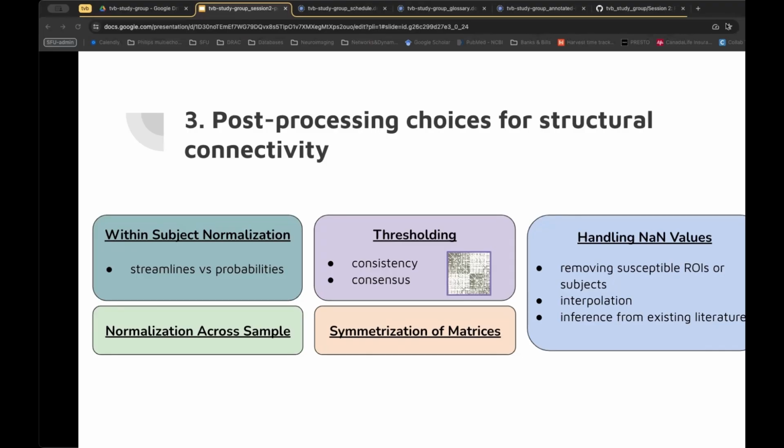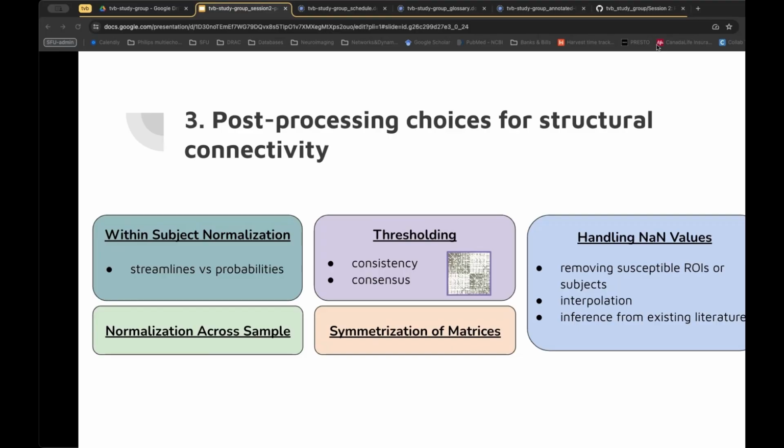So what you can do with streamline numbers is normalization across samples. You can look across the entire SC matrix of all your participants and find the connection with the highest streamline count. Then you divide all your structural connectivity matrices by that highest count, effectively scaling down all your SC matrices to a more manageable number for TVB while keeping between subject differences. So that's the difference between probabilities versus raw number of streamlines.